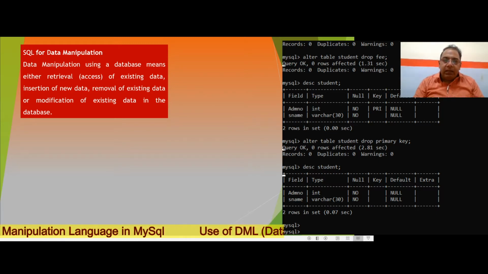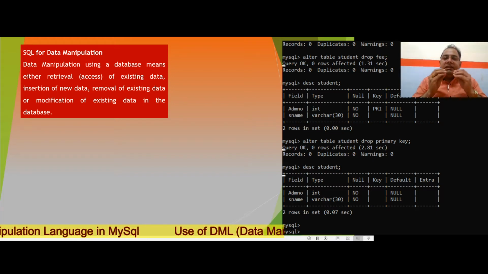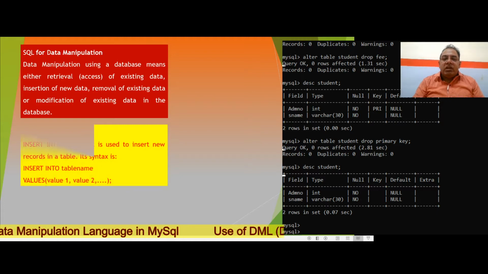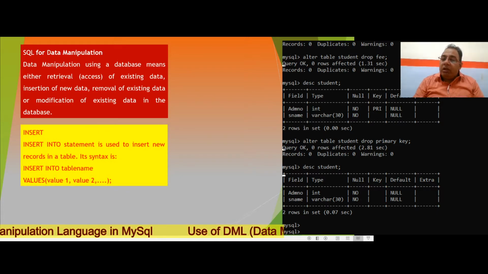We can say that if we want to insert a new value into the table, retrieve a value from the existing table, remove any particular column or row from the record, or modify the existing data in the table, for that we will use data manipulation. In the first step, we will use the INSERT command, which is used to insert a new record into the table.